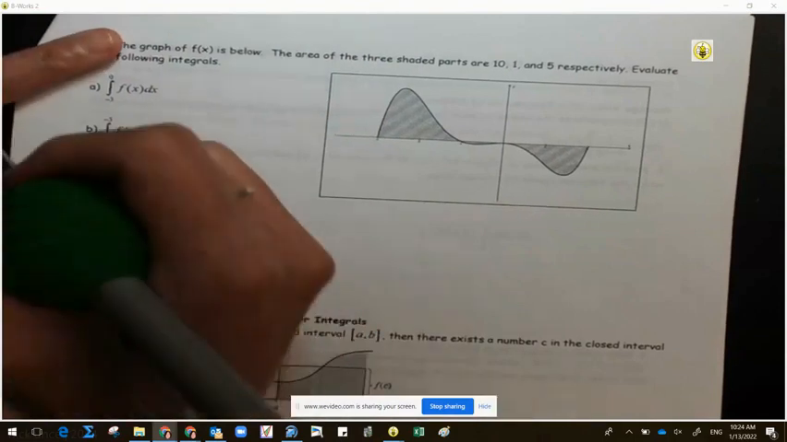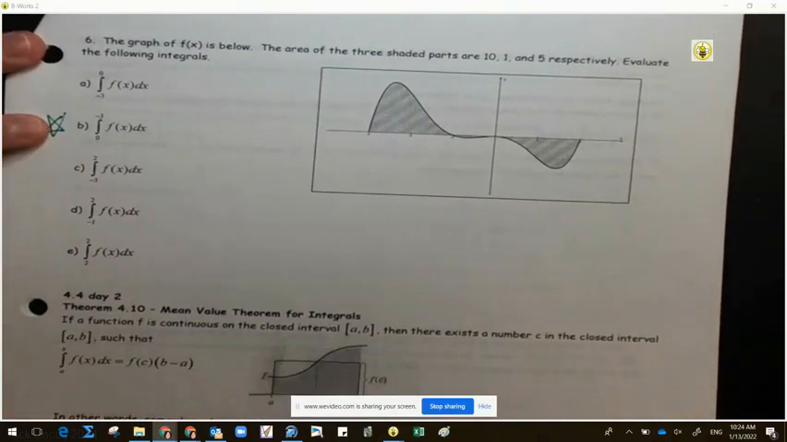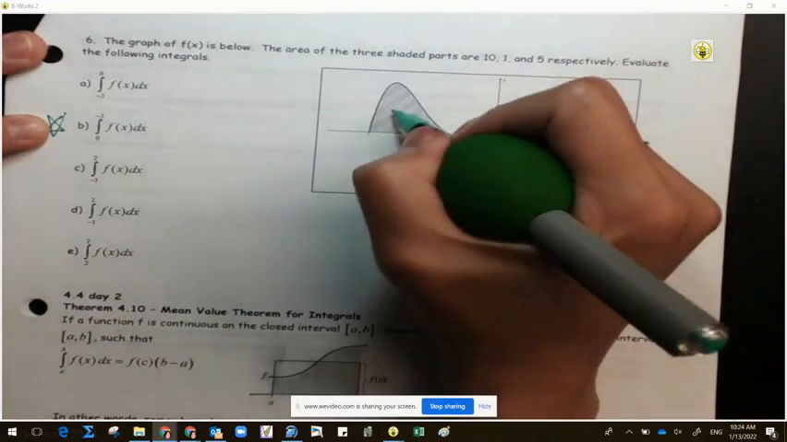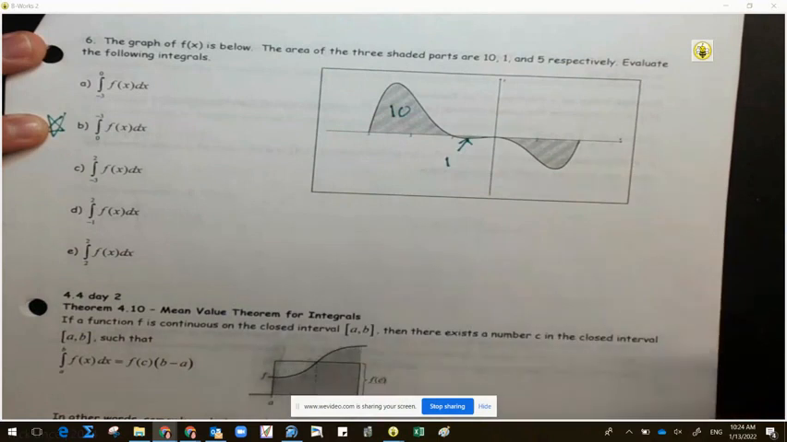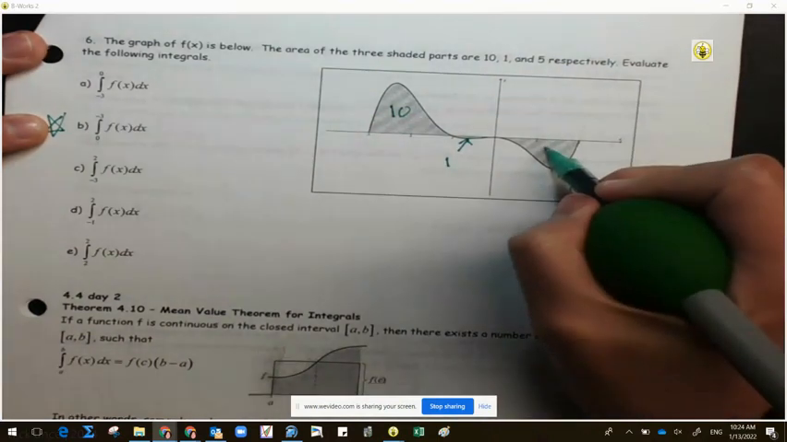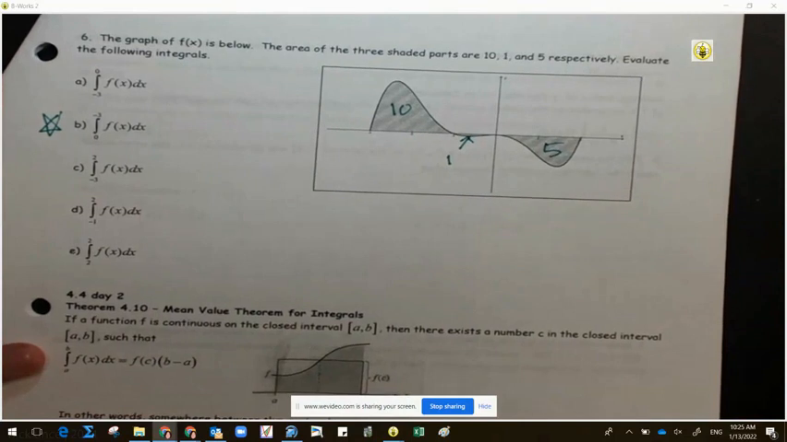Because something's going to happen with this one right here. So we're going to wait for that one until the very end-ish. So it says the area of the three shaded parts are given respectively. That means this is 10. That right there, that tiny little part is 1. If you can fit the 1, go for it. And that is our 5. Everyone write that down? Okay?